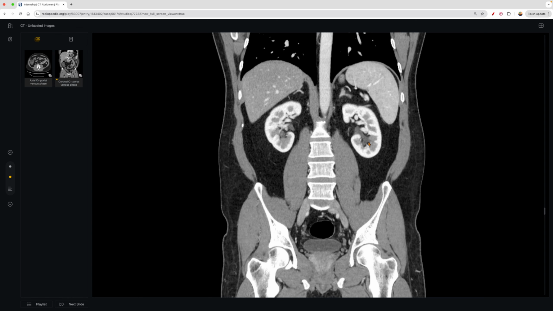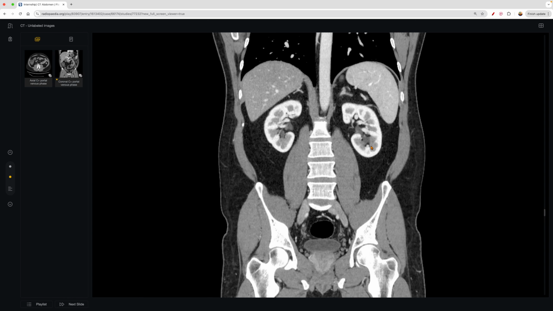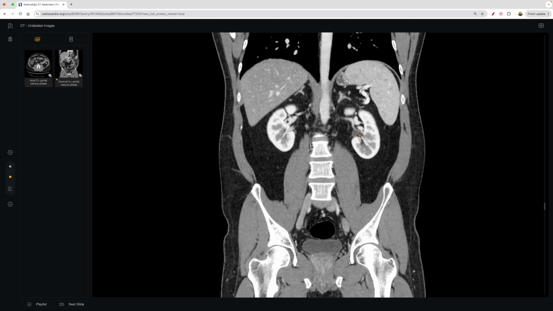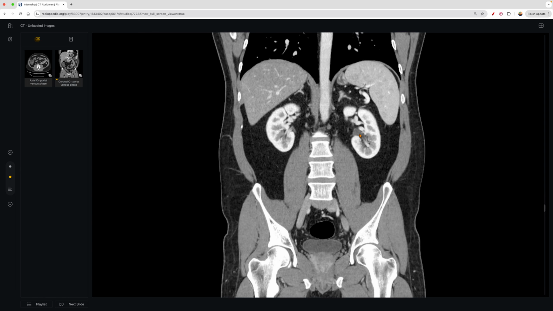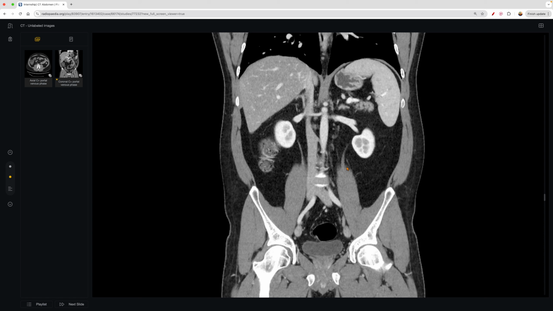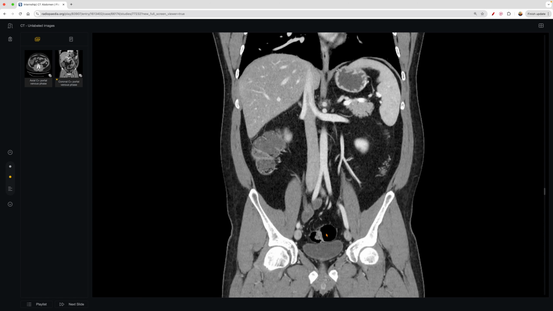And you can see these are the calyces, where urine collects, and then it all drains into the major calyx, into the renal pelvis. And that'll come all the way down and give you the ureter, and you can trace that down if you wanted to.